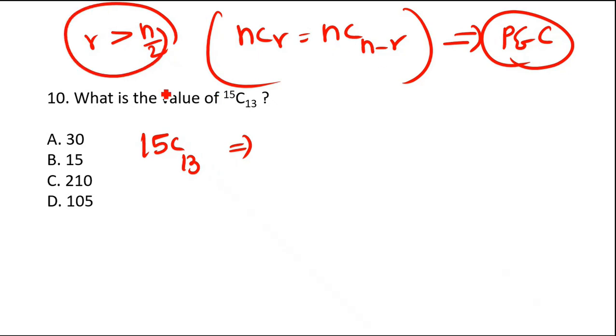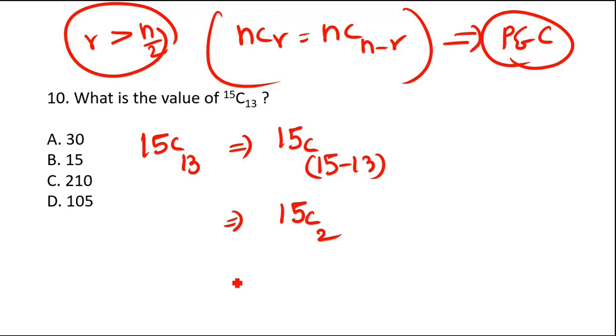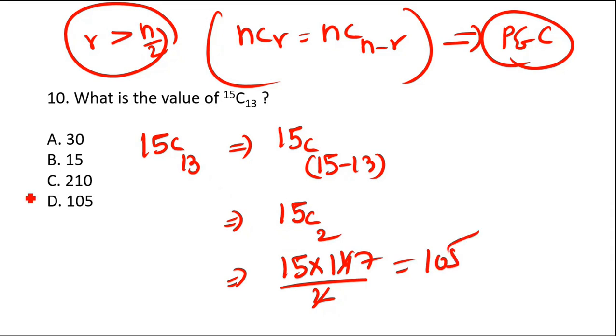So 15C13 equals 15C(15 minus 13), which can be written as 15C2. 15C2 is the same as 15 into 14 divided by 2. Two ones are 2, 2 sevens are 14, and 15 sevens are 105. Option D, 105 is the answer.